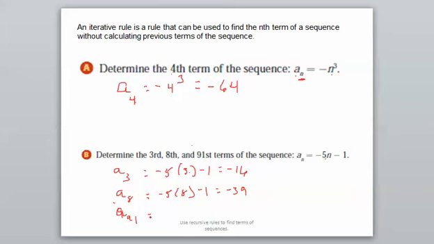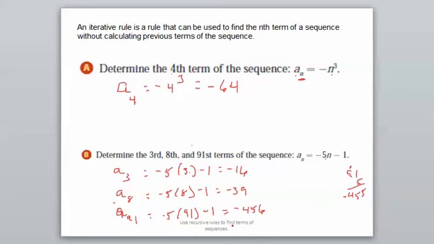And a sub 91, that's negative 5 times 91, minus 1. Oh my goodness. So 91 times 5 gives me a 5. Carry your 1. Nope, not carrying anything, right? 455 minus 1, that's a negative 456. This was already a negative, so minus 1 more.